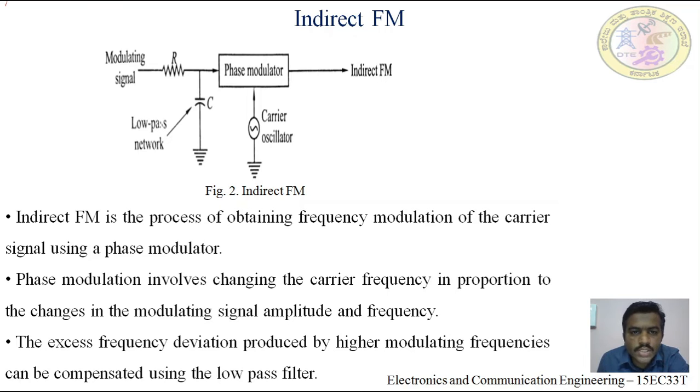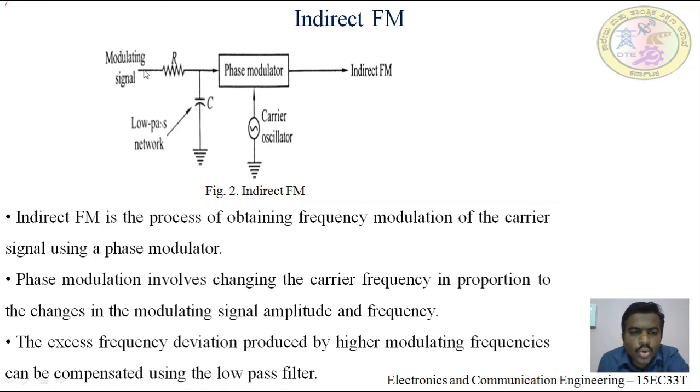Now consider the concept of indirect FM. Figure 2 shows the circuit diagram used for indirect FM. The indirect FM is nothing but obtaining the frequency modulation in the carrier signal by using the phase modulator. In phase modulation, the frequency of the carrier signal changes with the changes in the modulating signal amplitude and frequency. When the amplitude or the frequency of the modulating signal changes, the frequency of the phase modulated signal will change.